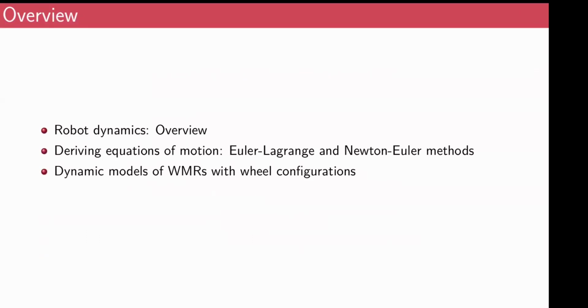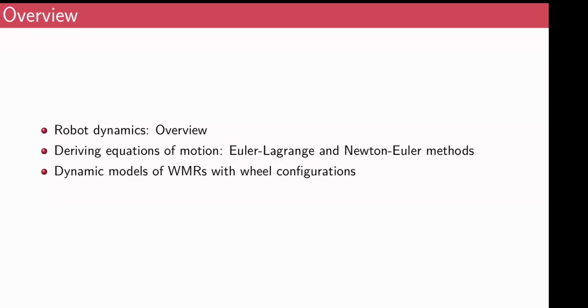For today's presentation, I would like to give a brief overview about robot dynamics. What are the problems that we are usually interested to solve in robot dynamics, and how do we derive the equations of motion, or the governing equations of motion of a mobile robot. We can basically use two principles. The first being the Euler-Lagrange method, which is based on the energy principle, and the second one is the Newton-Euler method, which is derived from the momentum principles, impulse-momentum principles.